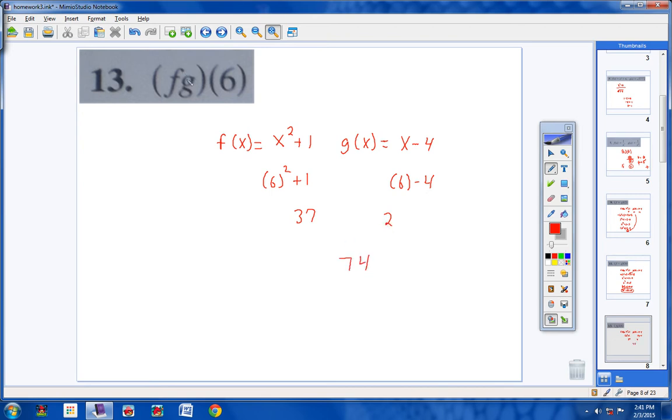Remember, we're multiplying, so the number you get out here when you put 6 in for x, and the number you get out here when you put 6 in for x, you multiply those two together. Since we're multiplying, 37 times 2 is 74.